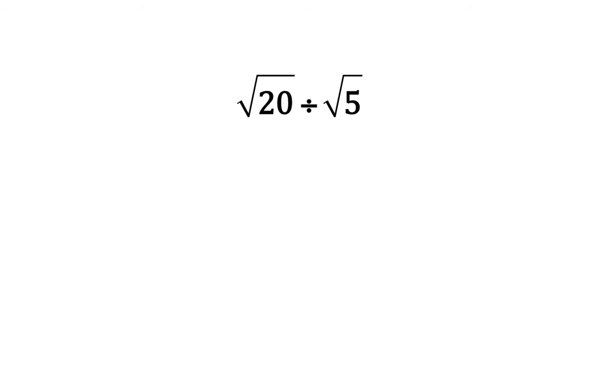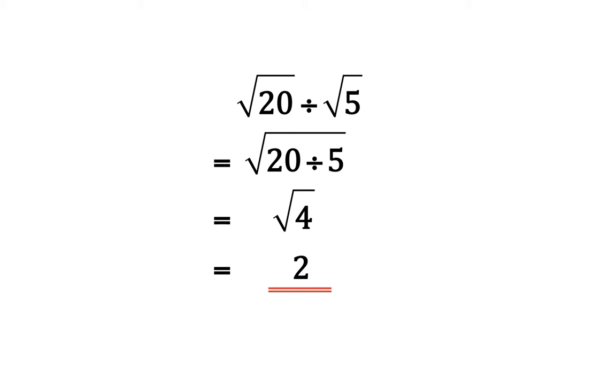Similarly, for the next question, root 20 divided by root 5. So those two things individually don't have nice round values, but you can combine them into a single square root of 20 divided by 5, which is the square root of 4. And the square root of 4 is just 2, because 2 times 2 makes 4.